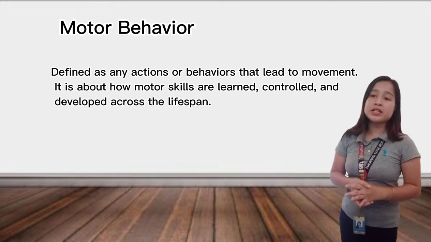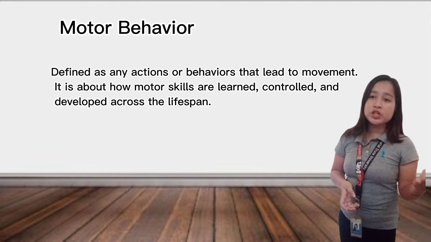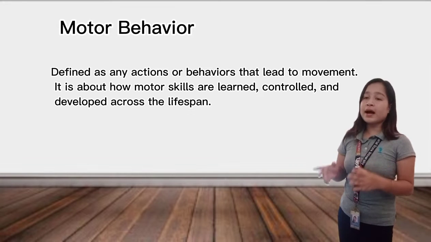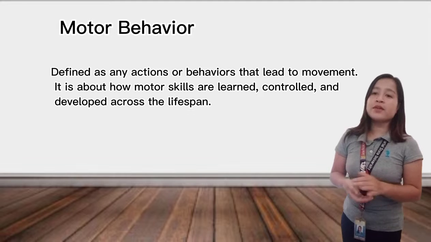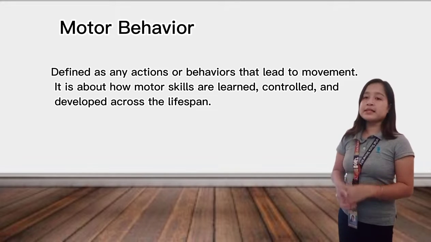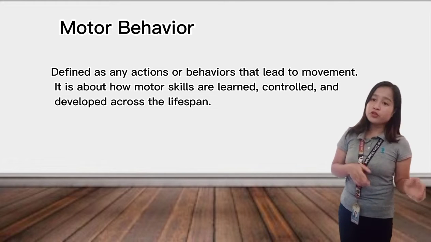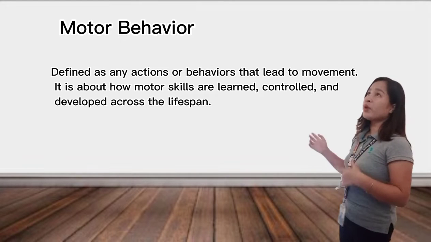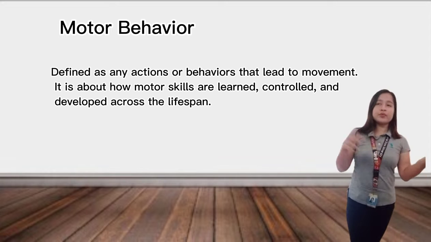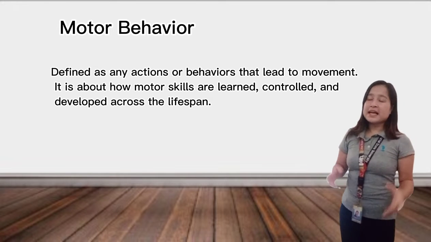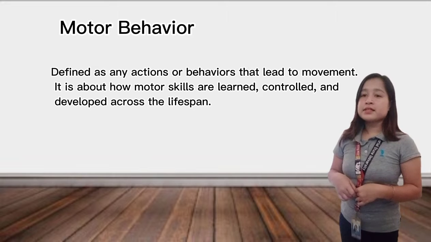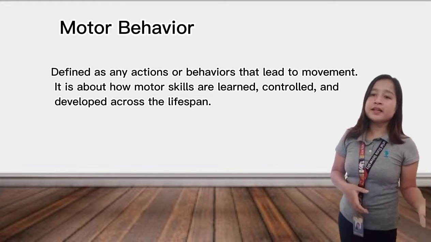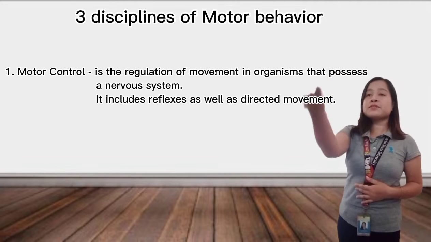So motor behavior, from the word motor, which means something that could move. So motor behavior is defined as any actions or behaviors that lead to movement. It is about how motor skills are learned, controlled, and developed across the lifespan. So it is all about how we move and emphasizes our movement. Motor behavior is divided into three disciplines. So what are these three disciplines? Can you read, Miss Valdez?